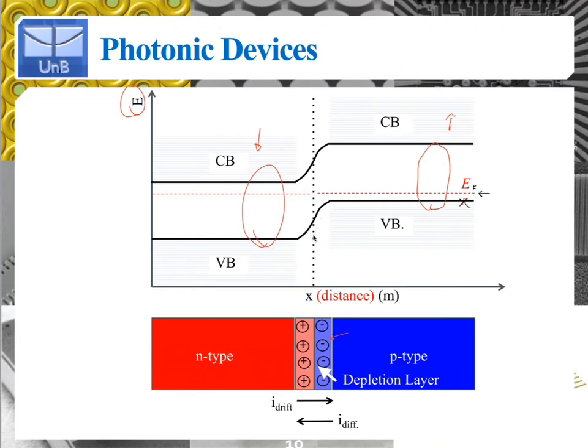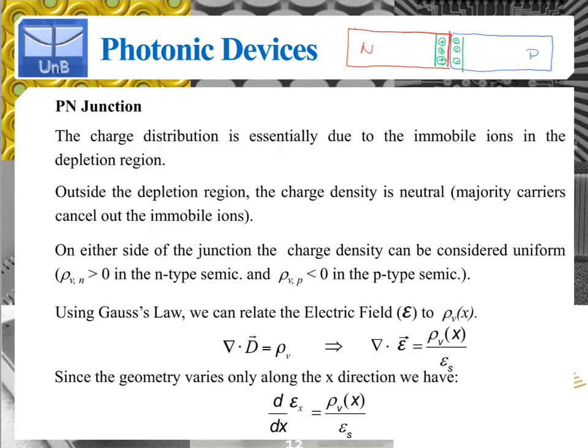Now what we'll do is try to get an estimate of the actual function that describes the band edge, or the energy, throughout the depletion region. Now we have to note that in the p-n junction the charge distribution is essentially due to the immobile ions in the depletion region itself. Outside of the depletion region there is no net charge, right?